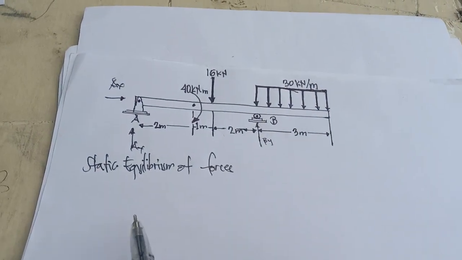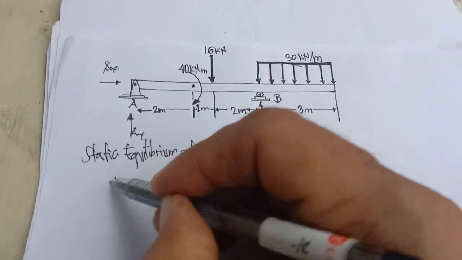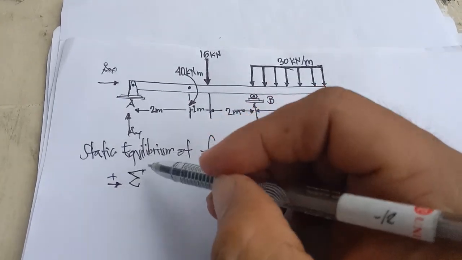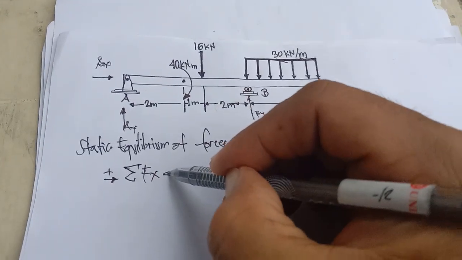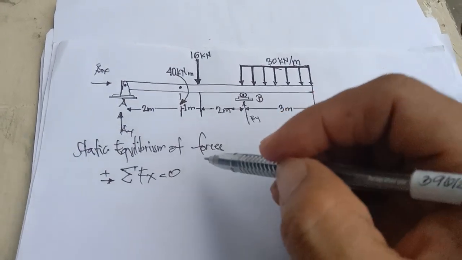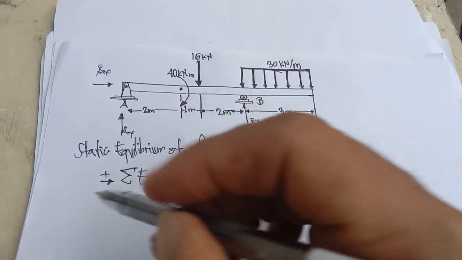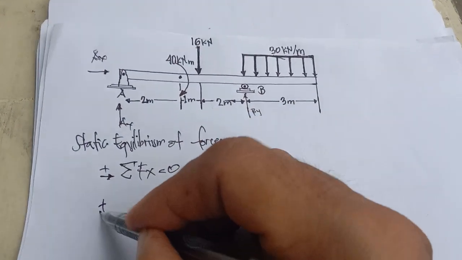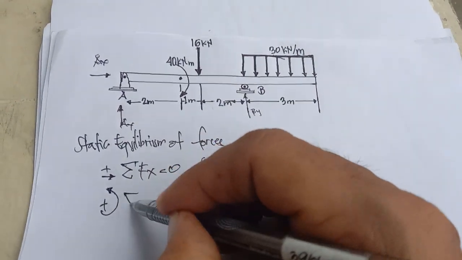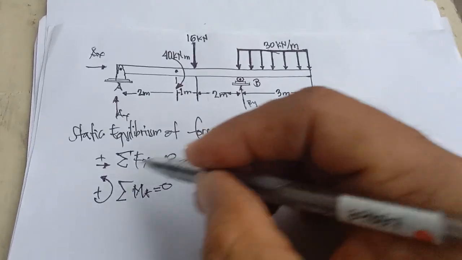Solve for summation FX. Summation of FX is equal to 0. Then, summation of moment at E is equal to 0.